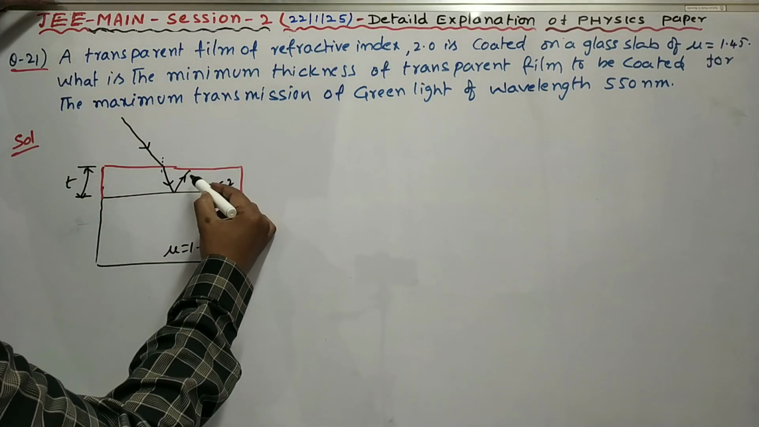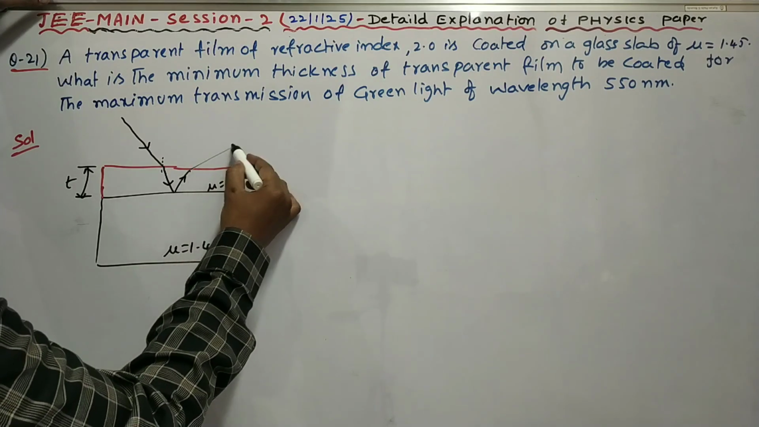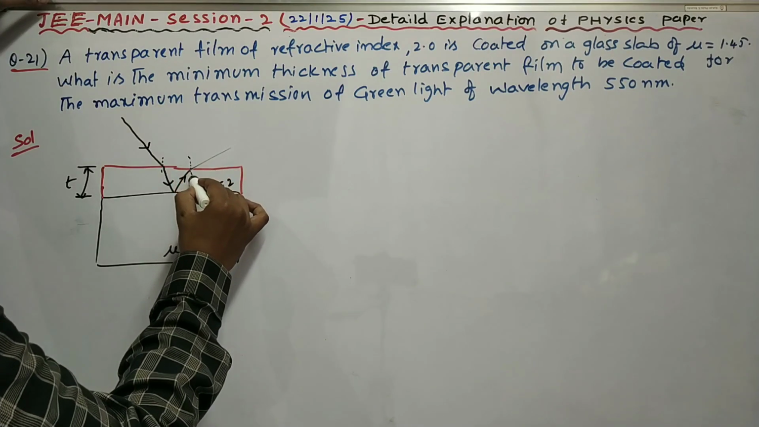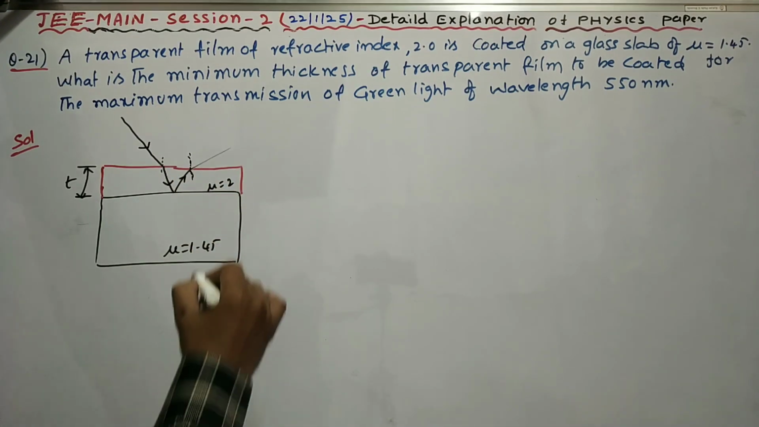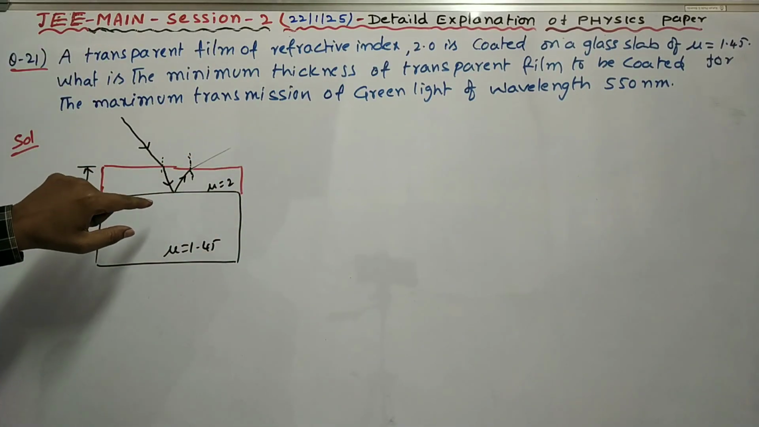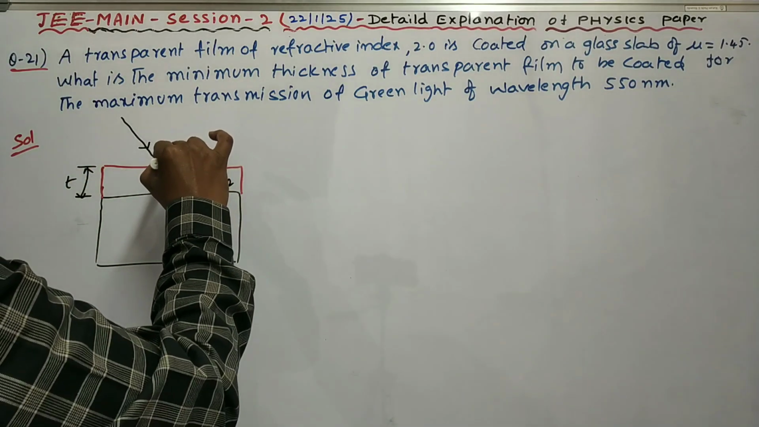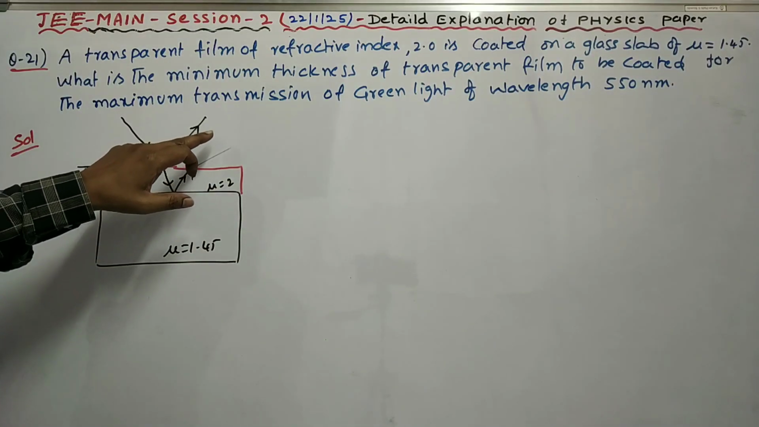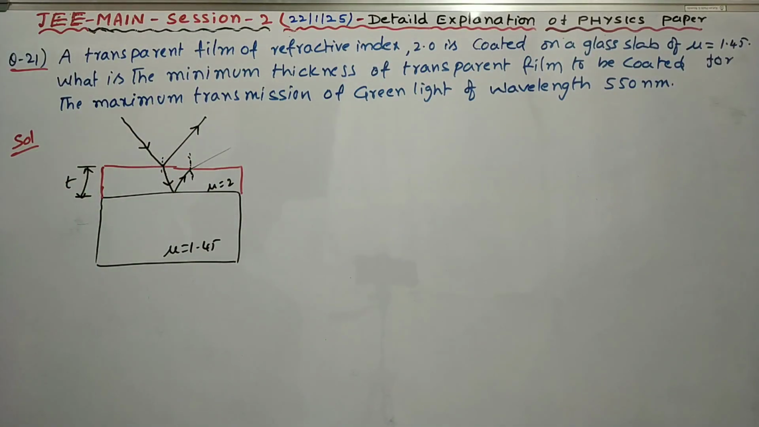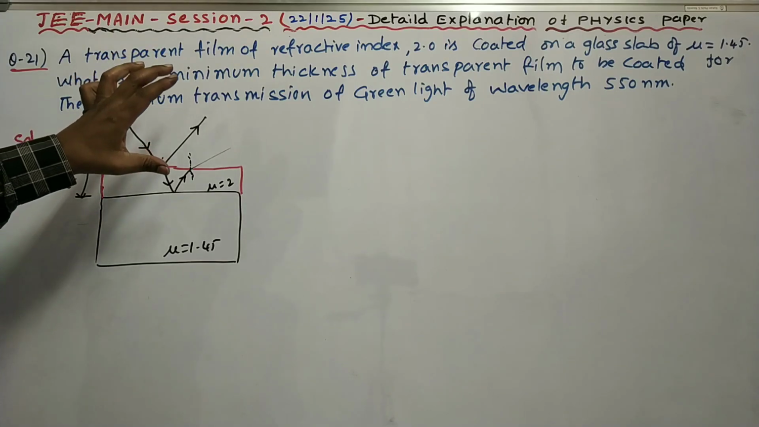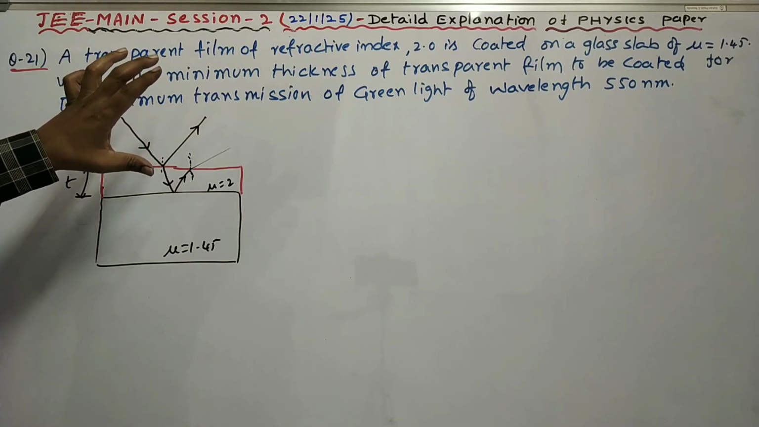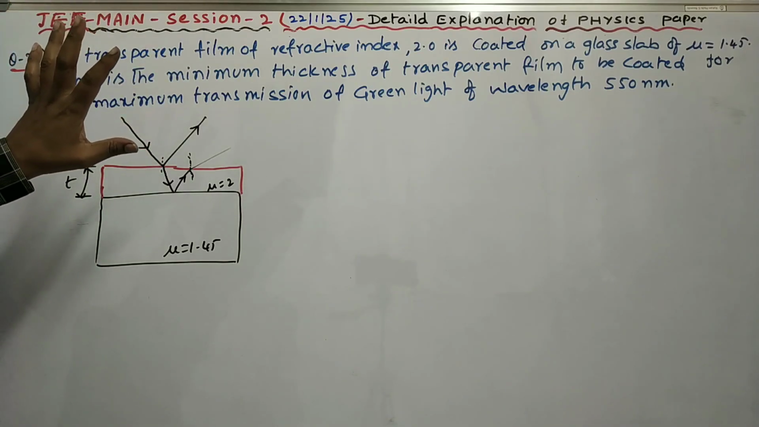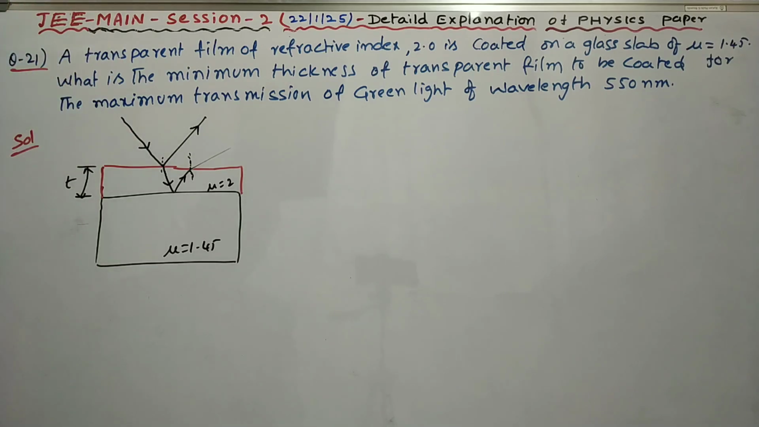What happens when light travels from a denser to a rarer medium? It moves away from the normal, drawn at this point. One more thing I would like to mention: this is a transparent film made to transmit the maximum green light. You know very well that the color of the transmitted or reflected light is always directly proportional to its wavelength.